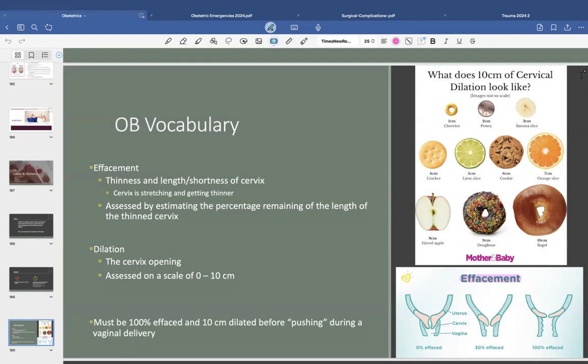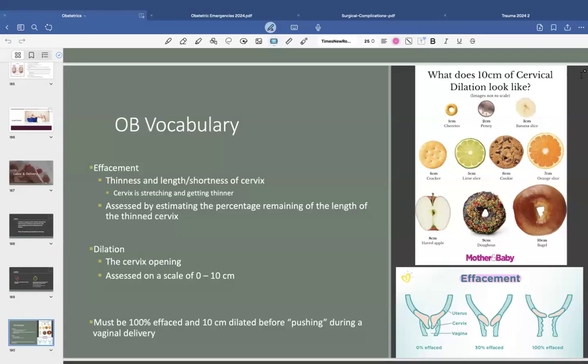What is dilation? Dilation is when the cervix begins to open, and it is assessed on a scale of 0 to 10 centimeters, 0 being closed. 1 is about the size of a Cheerio. 2 centimeters, about the size of a penny. 6 centimeters looks like a Chips Ahoy cookie. And 10 centimeters is about the size of a bagel.